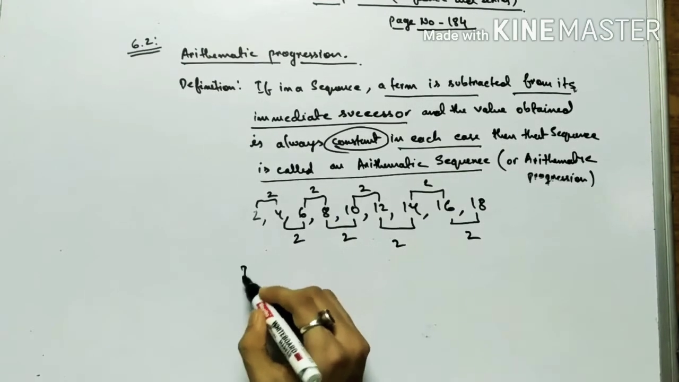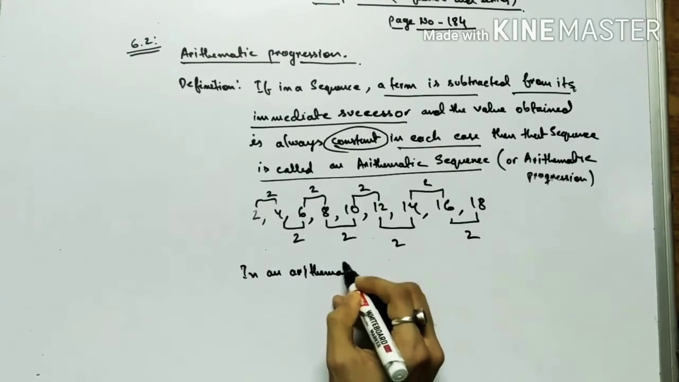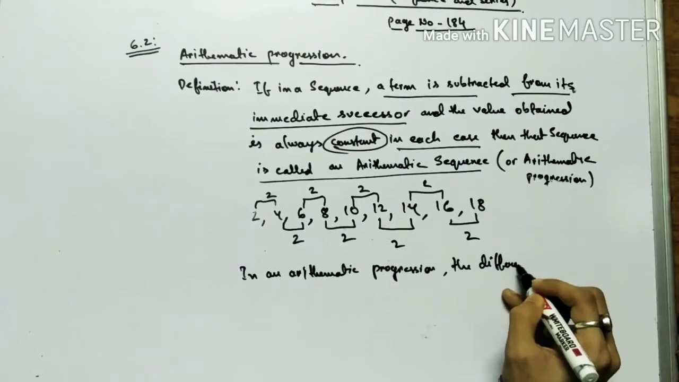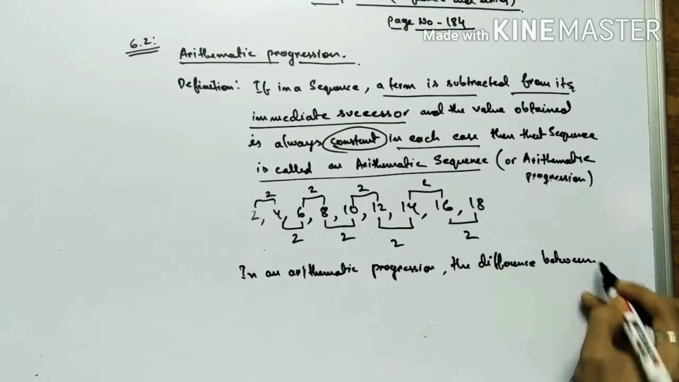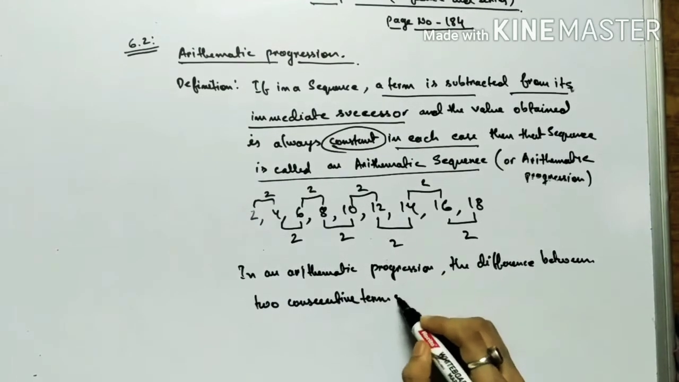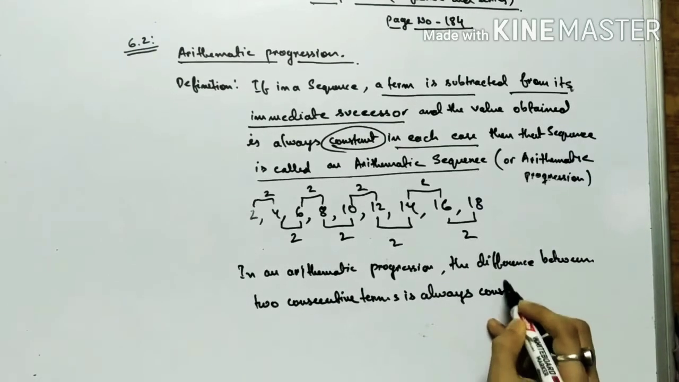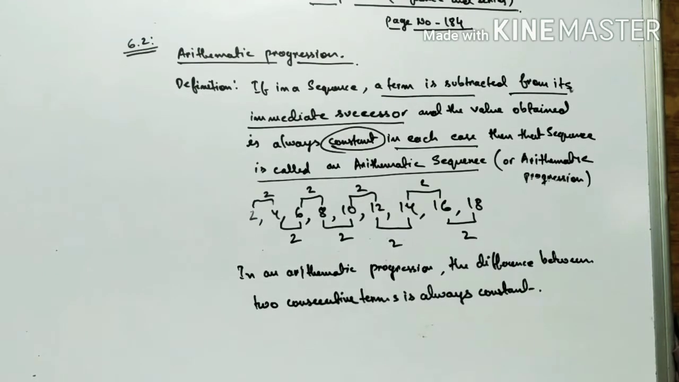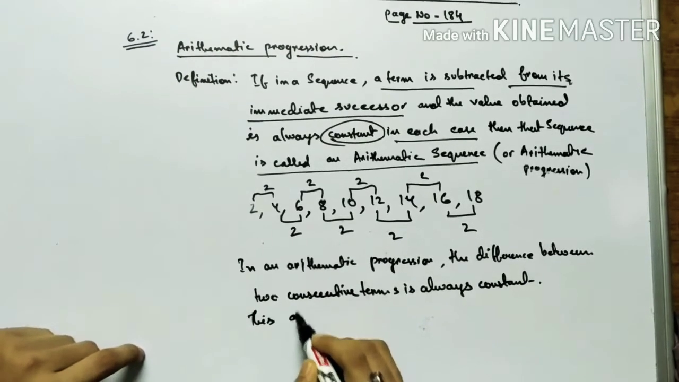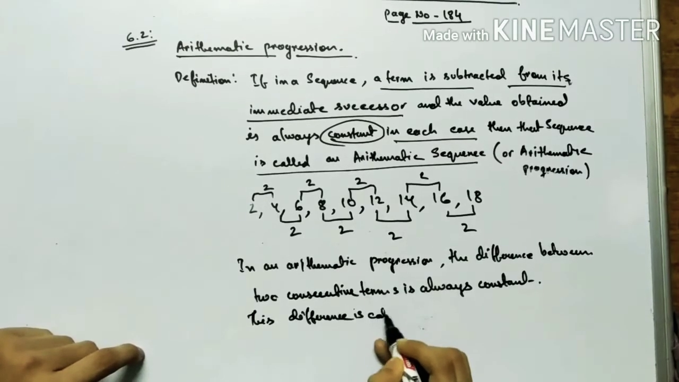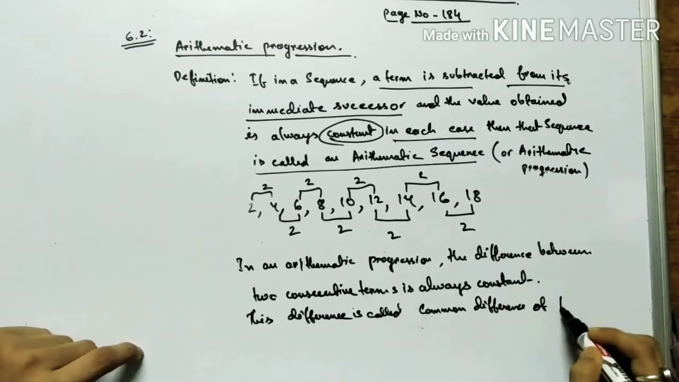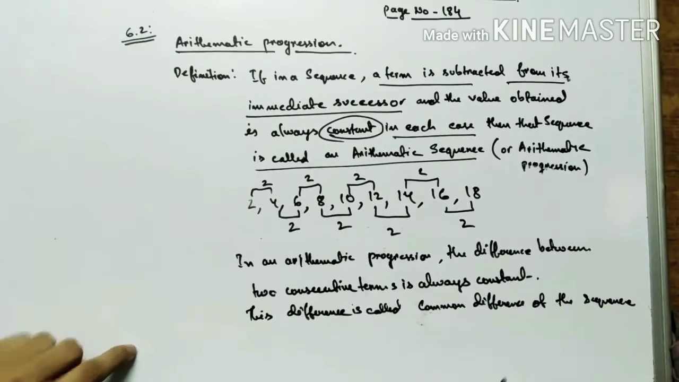Therefore, in an arithmetic progression, the difference between two consecutive terms is always constant, and this difference is called the common difference of the sequence.